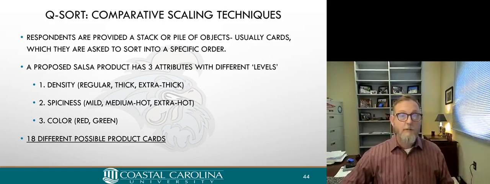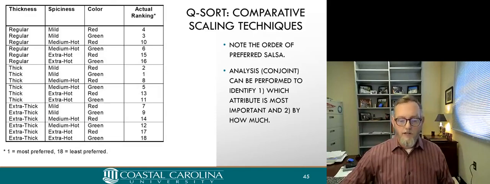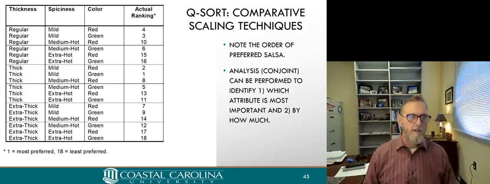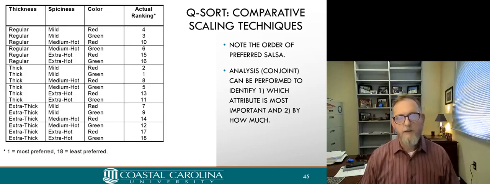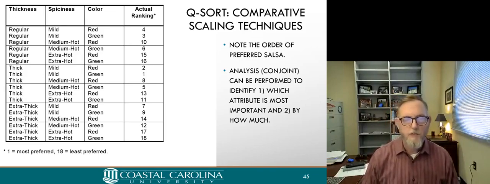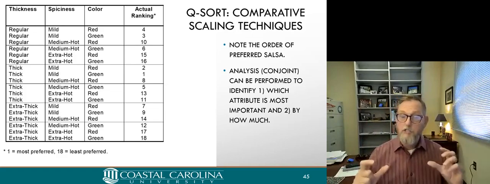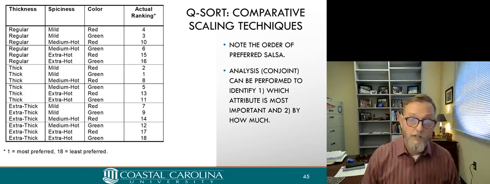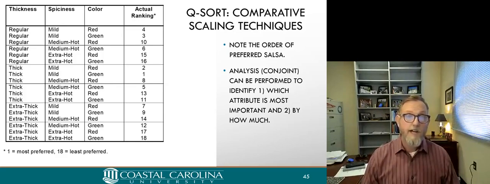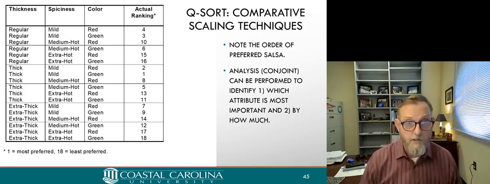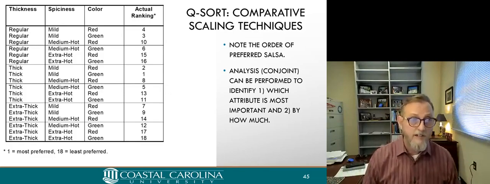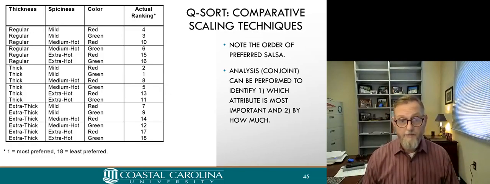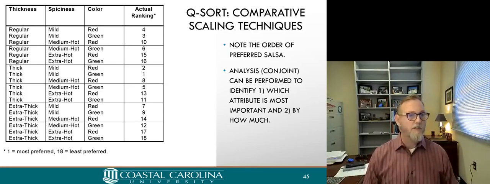So this is happening in a couple different dimensions, right? A couple different ways, right? So we have 18 different product categories. We have the regular, thick, and extra thick. Then we have our 3 spiciness levels, and then we have the color. We have 18 different product cards or qualities or features. And then we have the order of the most preferred. So the most preferred, number 1 out of all of these, is the thick, mild green. The least preferred is extra thick, extra hot green.